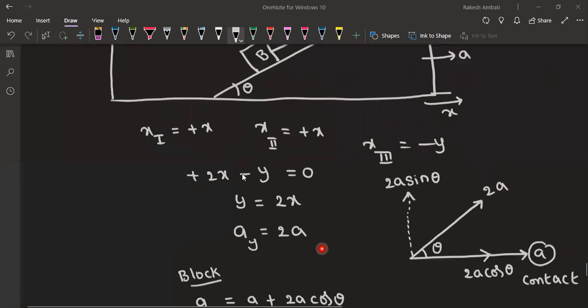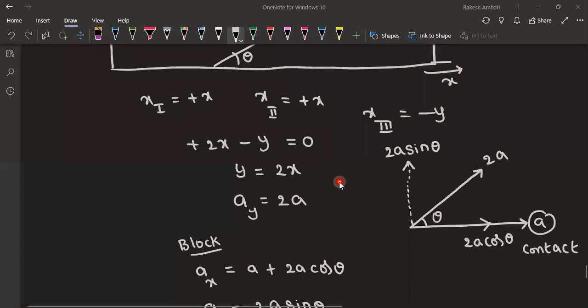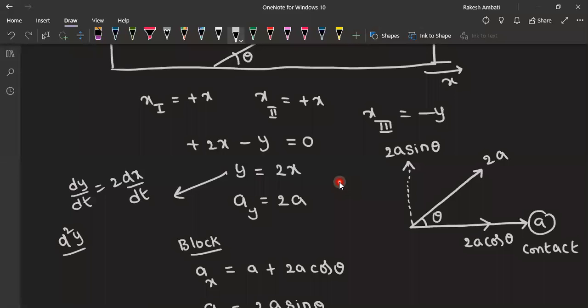So here we got y equal to 2x. If you do differentiation, dy by dt equal to 2 into dx by dt. You do one more time differentiation, we get d square y upon dt square equal to 2 into d square x upon dt square. I hope you know double differentiation; in the chapter calculus, you have done it. This y equal to 2x, you differentiate one time, so dy by dt equal to 2 into dx by dt. One more time differentiation, d square y by dt square equal to 2 into d square x by dt square.